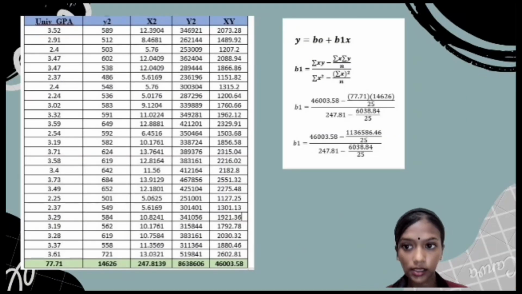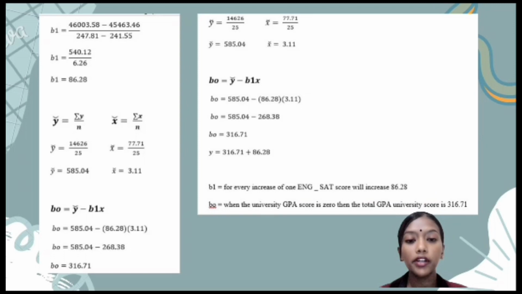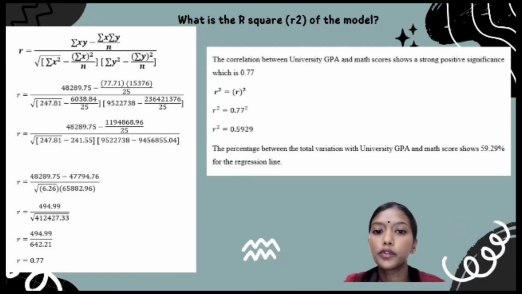We need to do the same method. We check the tables, and for y equals B0 plus B1x, the answer for B1 is: every increase of one score in English will increase by 86.28, and for B0, when the score is 0, then the total university GPA score is 360.71 for English.